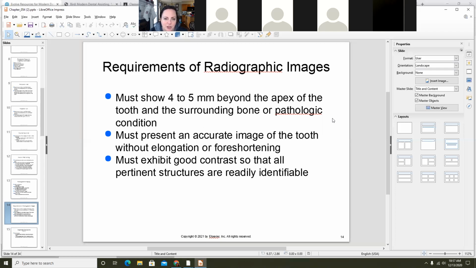or pathologic condition. Okay, so these x-rays, it's really important when you take a PA in endo, or periapical x-ray in endodontics, that you get below the apex of the tooth. Okay, we don't care so much about the crown of the tooth in this x-ray, we care about the apex. It must be an accurate image without elongation or foreshortening. It needs to be an exact image. What happens if that x-ray is elongated or foreshortened? We're going to have the measurements wrong, okay? Must exhibit good contrast so that all pertinent structures are readily identifiable. All right, we need a good x-ray.